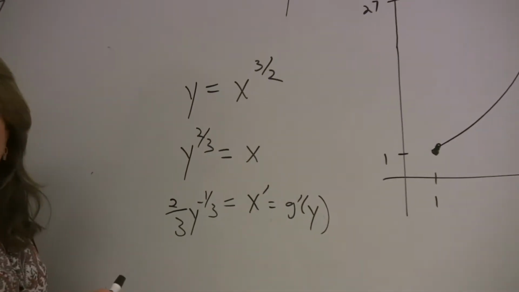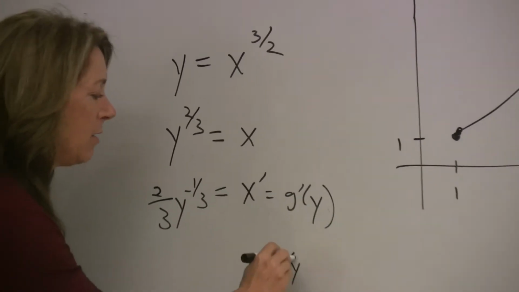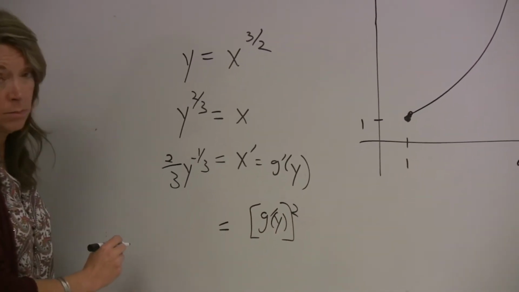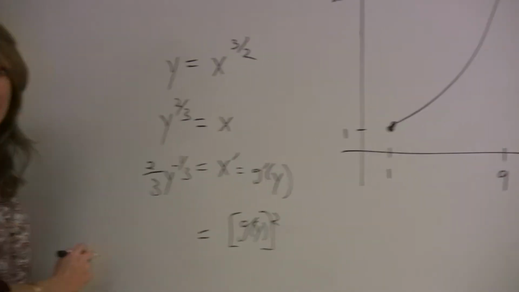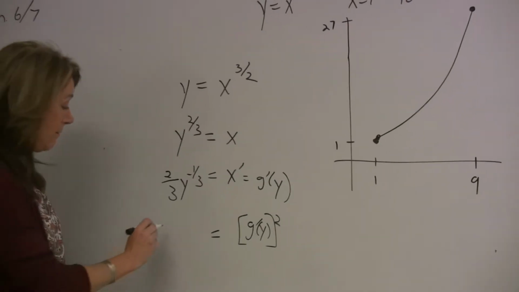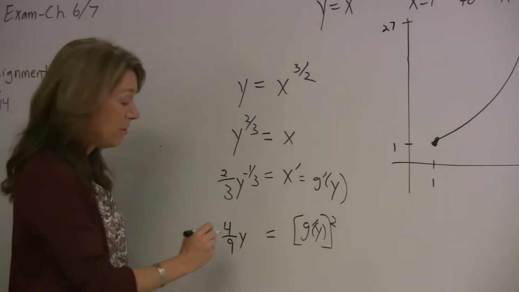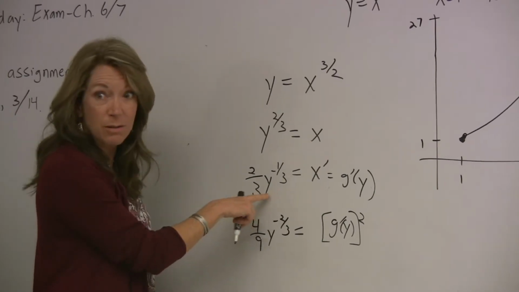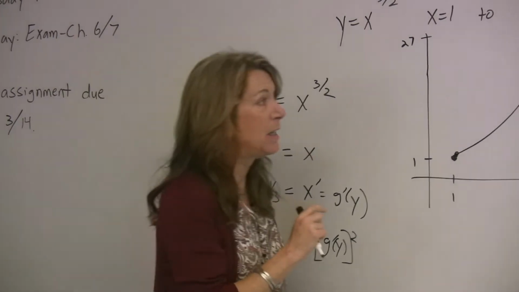And then what am I going to want to do with that? Square it. So the derivative squared is going to equal 4 ninths, 1 over 9. y to the negative 2/3, or 1 over y to the 2/3. So we're just squaring it, right? Multiplying that exponent by 2. Well, that's messy. Let's put it in here anyhow.